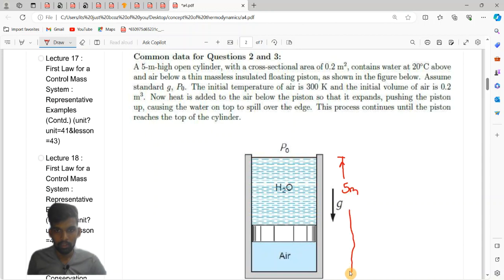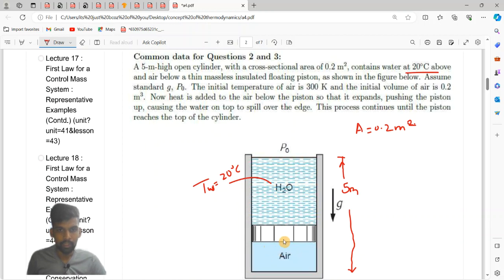Okay, a 5 meter high open cylinder they have mentioned, with a cross sectional area that is also given, 0.2 meter square, and it contains water at 20 degrees Celsius above. So we have water, and the temperature of the water is 20 degrees Celsius, and here below with a thin massless insulated floating piston.